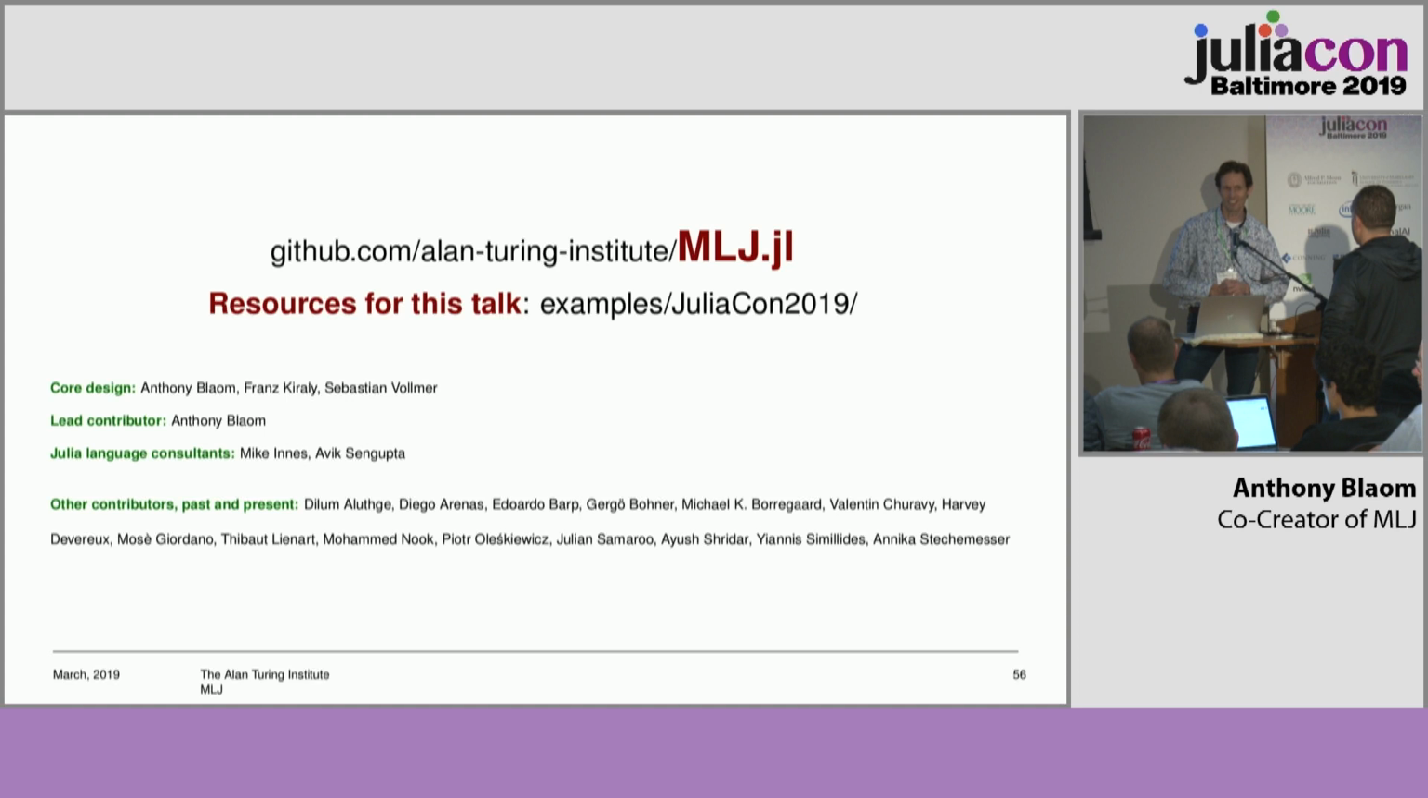One way you can do it is that ScikitLearn.jl now calls a lot of very mature Python-based machine learning. So Python is all callable now from MLJ. Thank you.